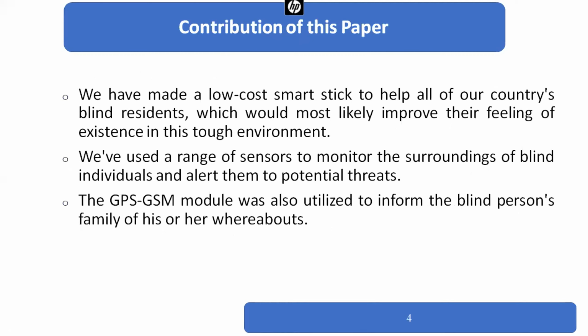We have made a low-cost smart stick to help all of our country's blind people, which would most likely improve their feelings of existing in these tough surroundings. We have used a range of sensors to monitor the surroundings of blind people and alert them to potential threats. The GPS and GSM module was also utilized to inform the blind person's family of his or her whereabouts. Next, literature review.